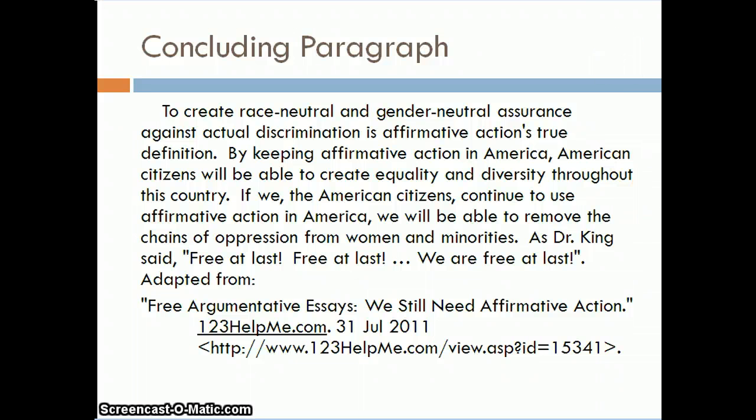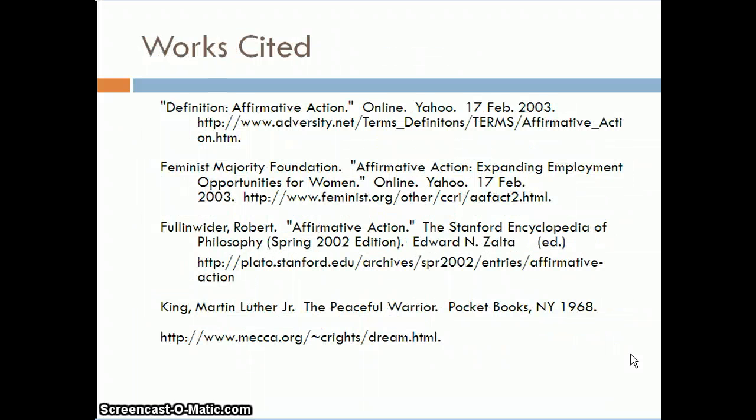So we can see here how the concluding paragraph reiterates or restates the thesis and also extends to the possibility and ties back into the original quote that was listed at the beginning of the essay, another quote from Dr. Martin Luther King Jr. So here we have the citation from where this essay was adapted from and works cited in the essay. So these are the sources that provided the data and the quotations and expert opinions that were used in the essay to support the thesis.